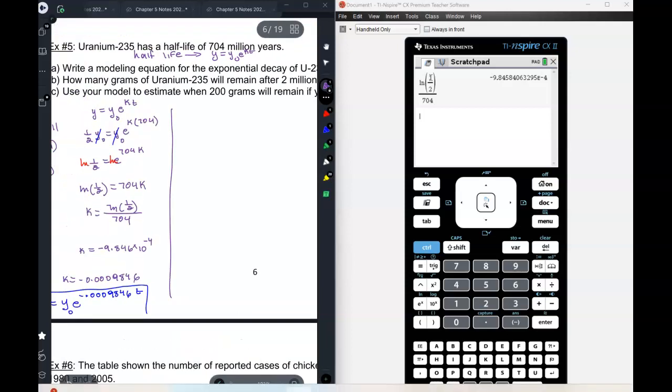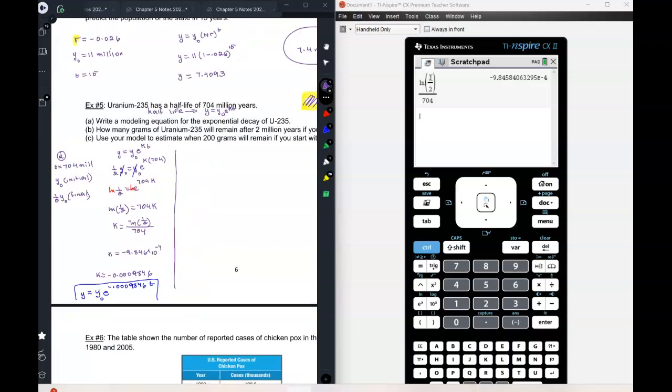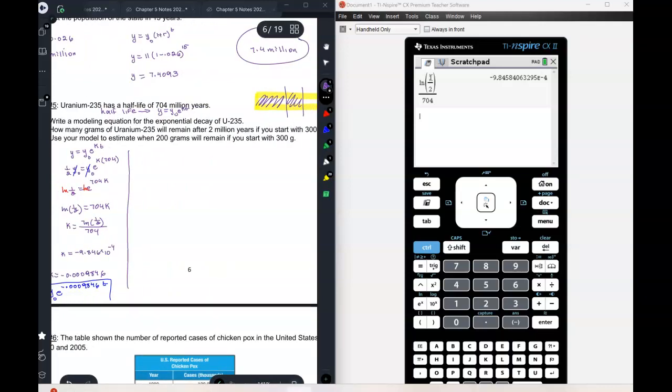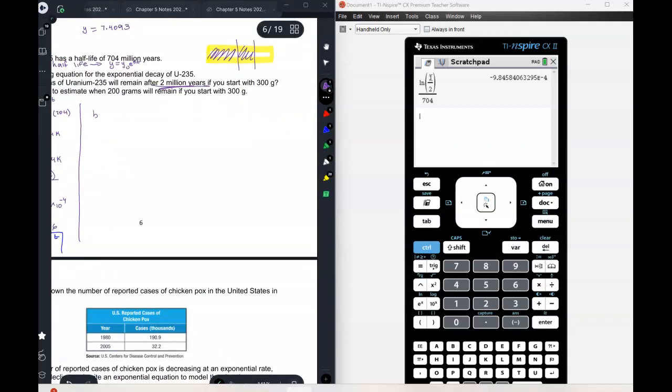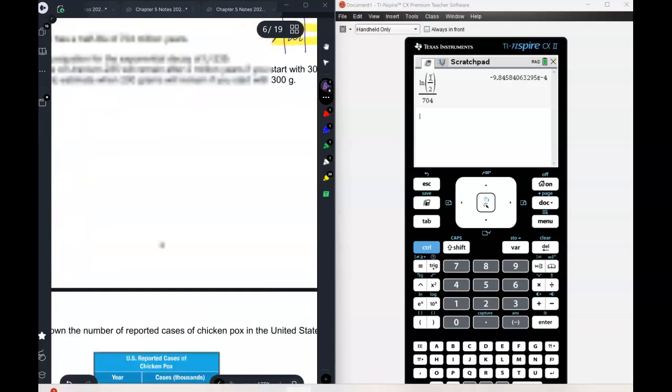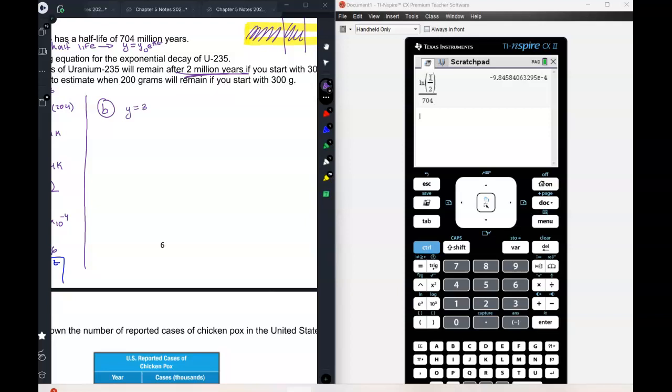So let's go to part B. Part B says how many grams of uranium will remain after 2 million years if we start with 300 grams. So part B is y equals 300 e to the k times 2, after 2 million years. So y equals, let's put this in, 300 e to the power of, now you need to put this value in there.